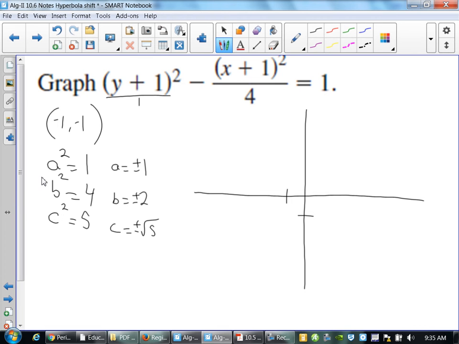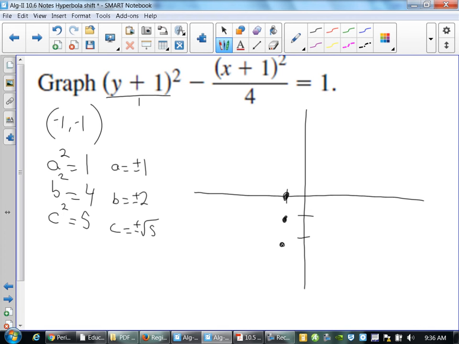There's my center. That a value, remember, the a value is going to be the distance from your center to your vertex. Since our hyperbolas are going up and down, my vertex needs to go up and down. So I go up 1, and I go down 1.